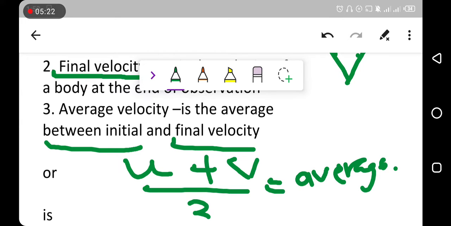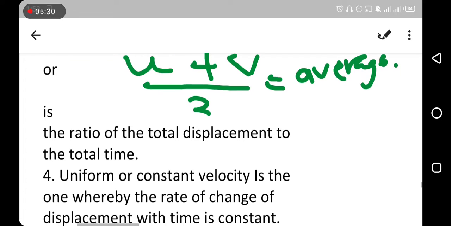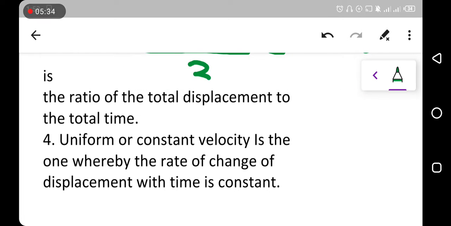Average. So we have the average velocity. This formula we may use to find the average velocity. Sometimes average velocity is the ratio of total displacement to total time. So the ratio of total displacement to the total time.